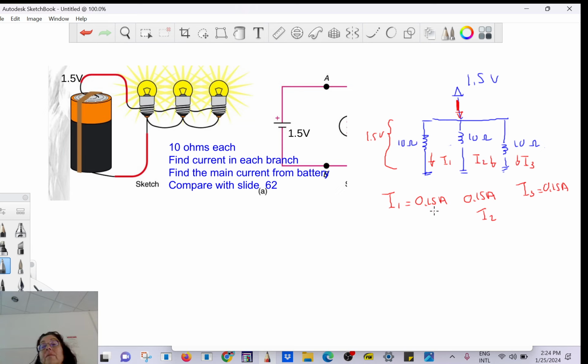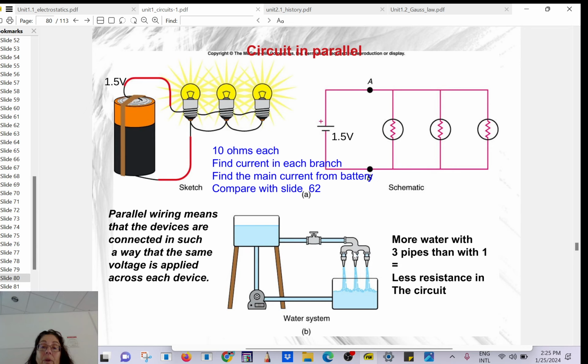So if you have 0.15 and 0.15 and 0.15, how much do you need to drain from the main supply, from the power supply? Very good, 0.45 amps. So it works like water flowing. You have three pipes, like this. Of course, if you have 2 gallons, 2 gallons, 2 gallons, that will be 6 gallons flowing every second. So it's the rate of flow.